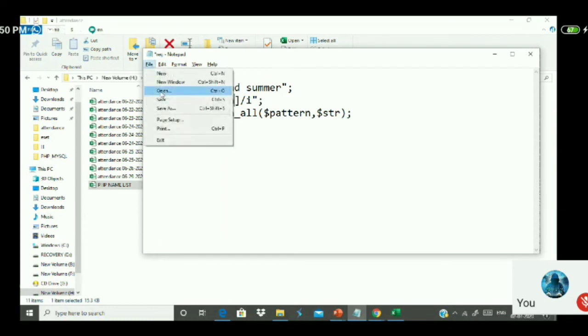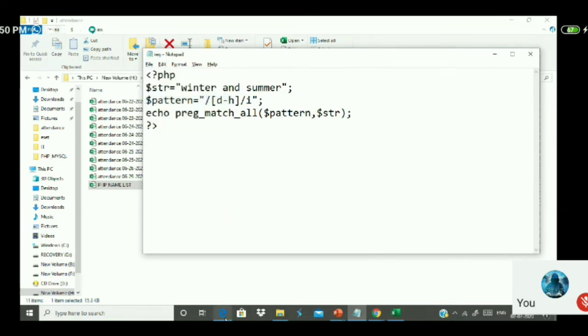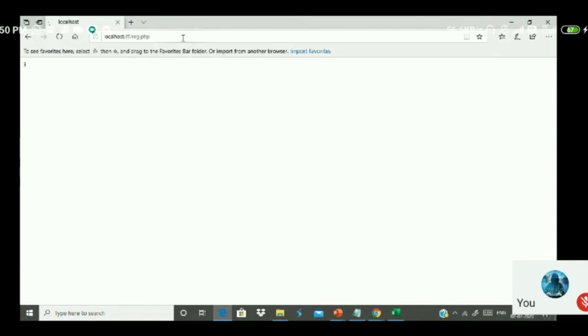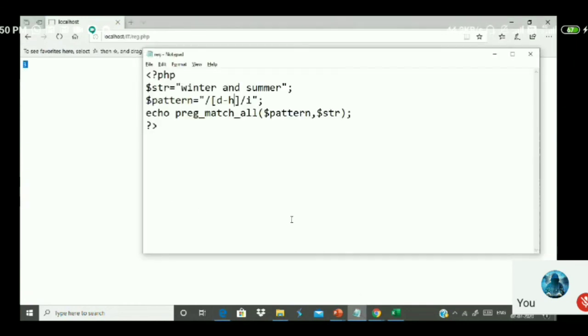Listen carefully. So I save here. Now the answer is 3. Why am I getting 3 here? Because it searches from D to H, sir. Yeah, very good. So D exists 1 time and E exists 2 times. The rest of the characters do not exist in the string. So you are getting 3 here. Okay, are you able to understand? Any doubts in this?